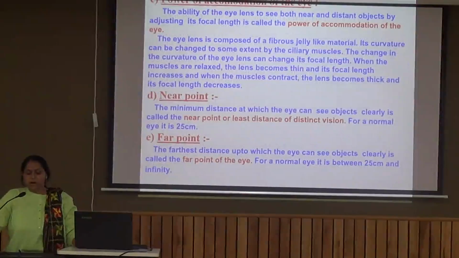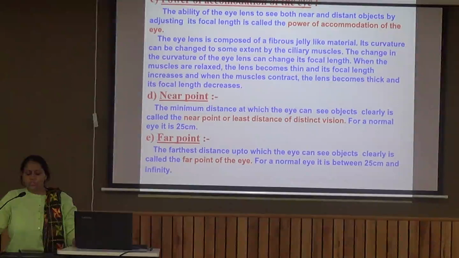object. The power of accommodation of the eye is the ability of the eye lens to see both near and distant objects by adjusting its focal length. The eye lens is composed of a fibrous jelly-like material. Its curvature can change to some extent by the ciliary muscle.